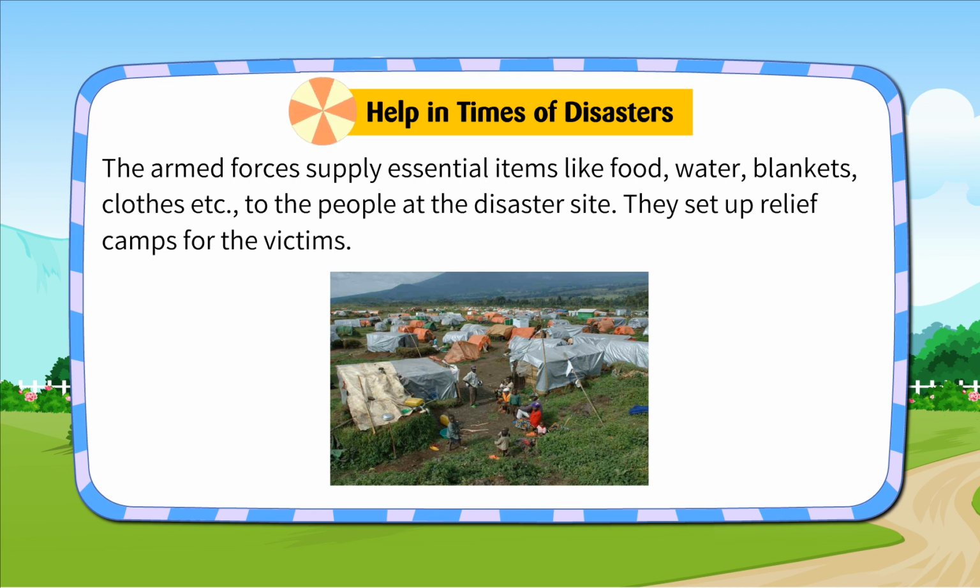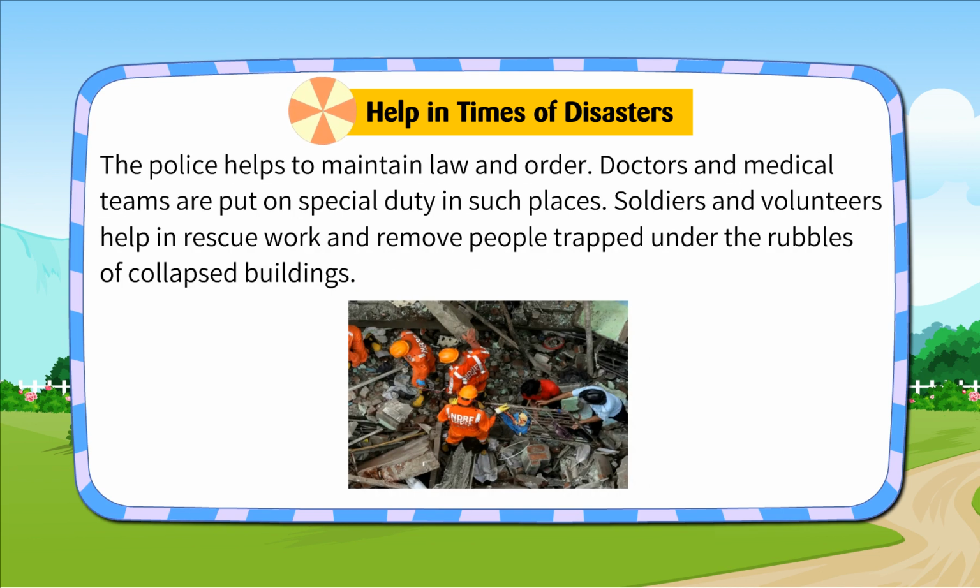to the people at the disaster site. They set up relief camps for the victims. The police helps to maintain law and order. Doctors and medical teams are put on special duty in such places. Soldiers and volunteers help in rescue work and remove people trapped under the rubble of collapsed buildings.